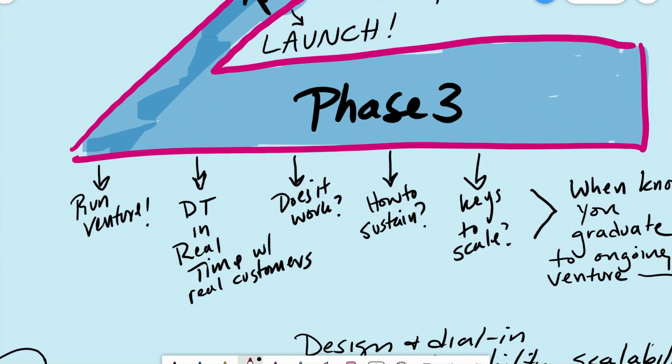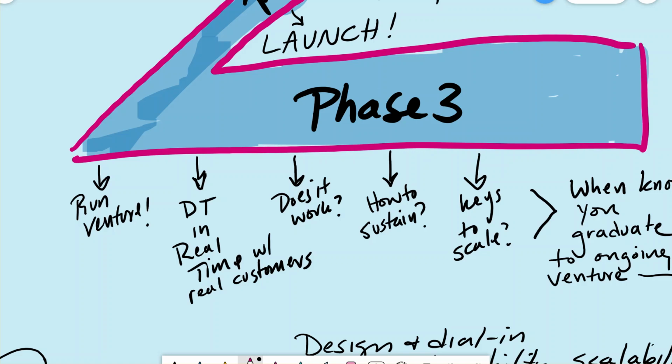Then, once you've launched, you actually want to run the venture. And running the venture doesn't mean you're not a startup anymore. You're still a startup, but you're in the marketplace. So you're selling things, or you're providing products and services, and if you're a social venture or a nonprofit, you're doing design thinking in real time. You're still building empathy. You're still trying to understand the problem, and you're still ideating solutions for different things, but you just happen to be able to do it in real time with real customers now.